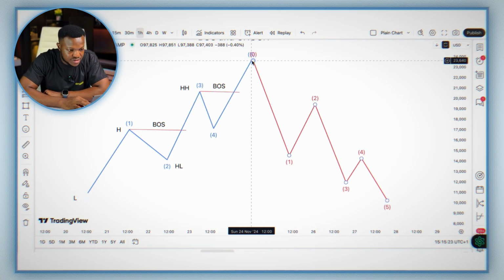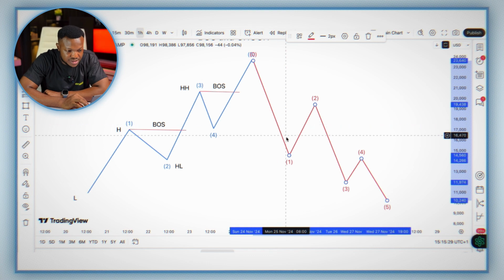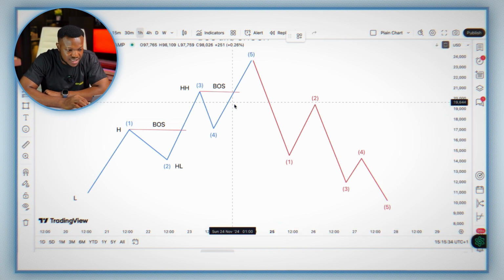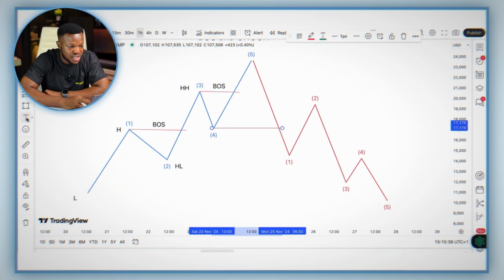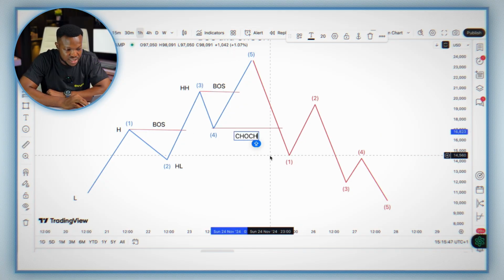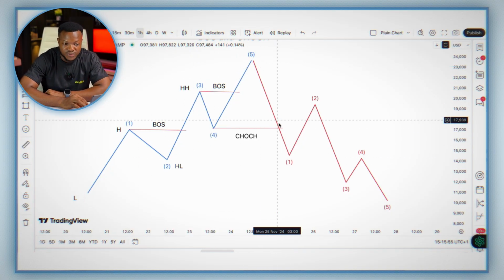Now, what if price gets to this high and instead of creating a higher low here, or perhaps an equal low at this particular level, it goes below it to create a lower low? This situation right now, since it's the first time price is coming below it to create a lower low, it is considered as a change of character. And that's where we have the CHOCH, the change of character, because the structure of that market has shifted from the structure of an uptrend to the structure of a downtrend.